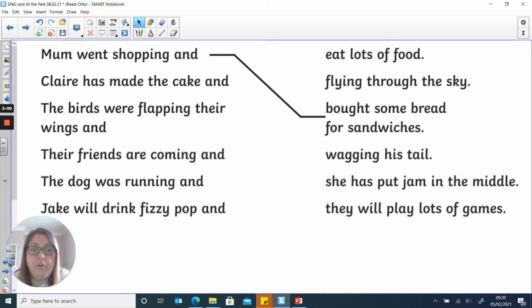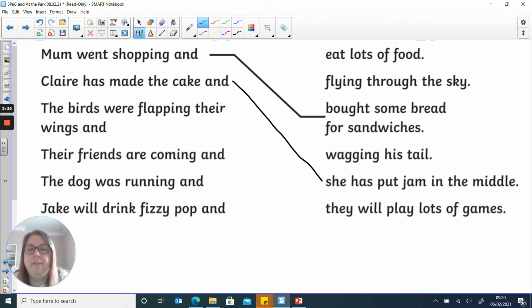So we've done one for you here. Mum went shopping and bought some bread for sandwiches. So we've drawn a line to go with that one. What do you think goes with Claire has made the cake and eat lots of food, flying through the sky, wagging his tail, she has put jam in the middle, or they will play lots of games? What do you think it's going to be? She's made the cake and, let's draw a line, she's put jam in the middle, hasn't she? So let's draw a line to that one.